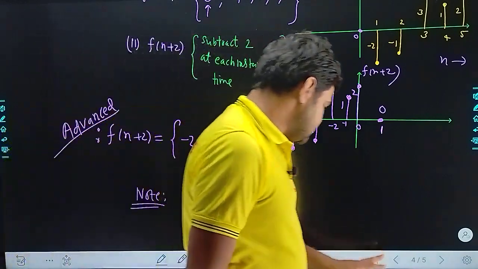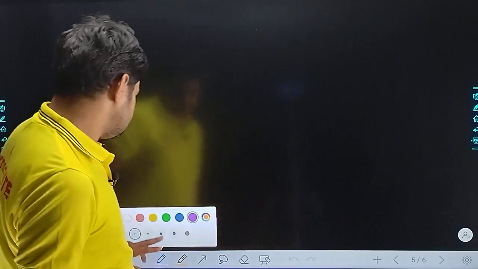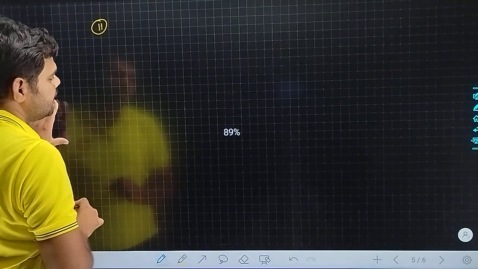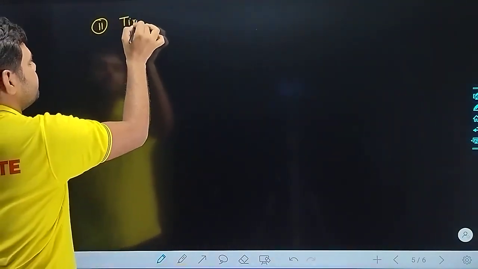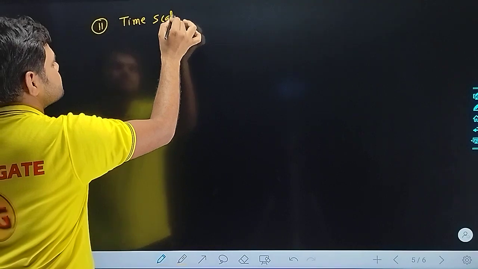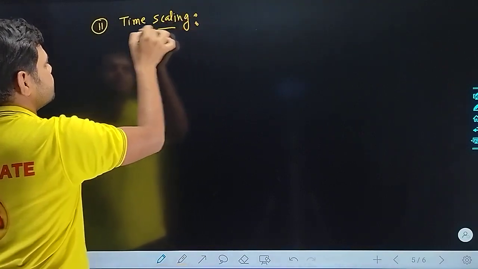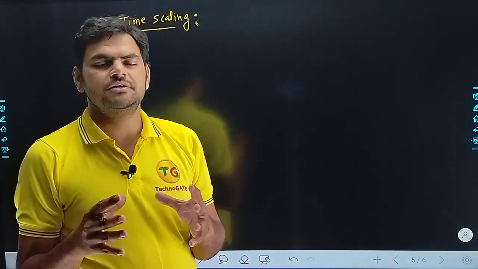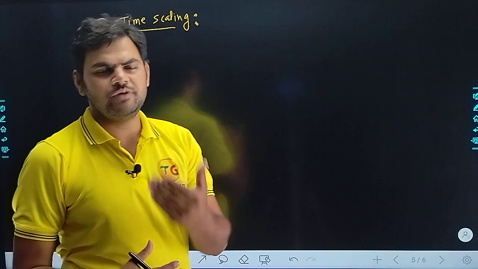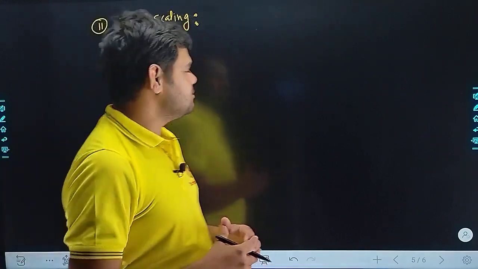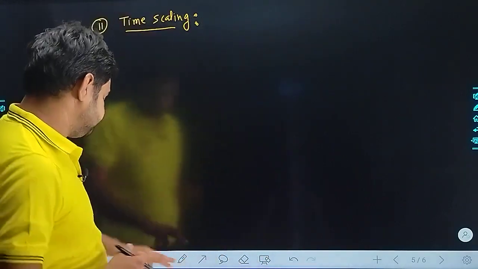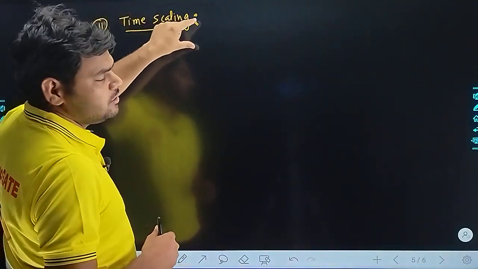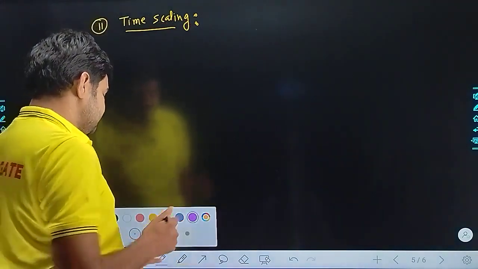Understood? Now let us talk about the next operation, that is called time scaling operation, the second one. We have understood the time shifting operation on discrete scale. Now let us talk about time scaling. So guys, as you know, time scaling means we are performing the compression or the expansion of the signal, as we have discussed in the continuous scale also. Let us take the similar example once again.